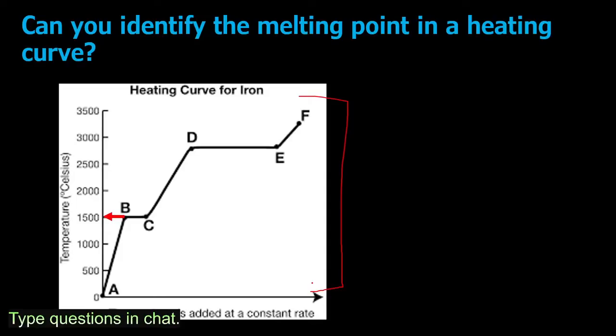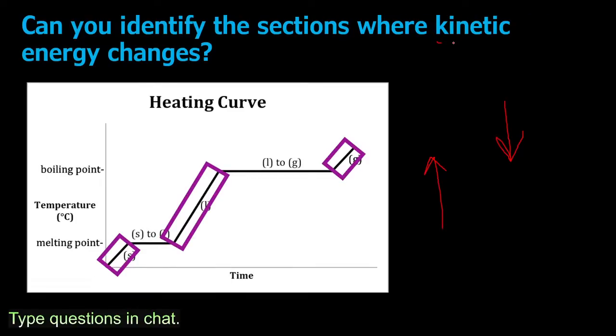Where is kinetic energy changing? Well, remember, temperature is average kinetic energy. So the kinetic energy is changing where the temperature is changing. So it's all of those sections. And in a heating curve, kinetic energy is going up, and kinetic energy in a cooling curve would be going down because of temperature. So kinetic, temperature changing; potential, temperature is staying the same. So that's when potential can change.